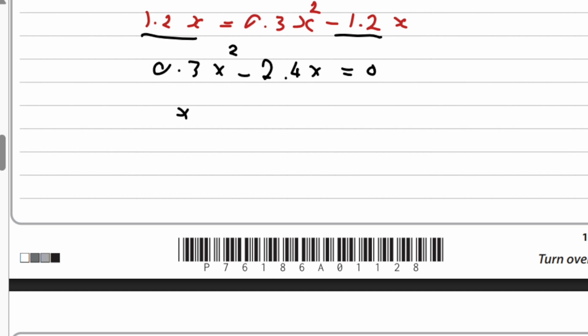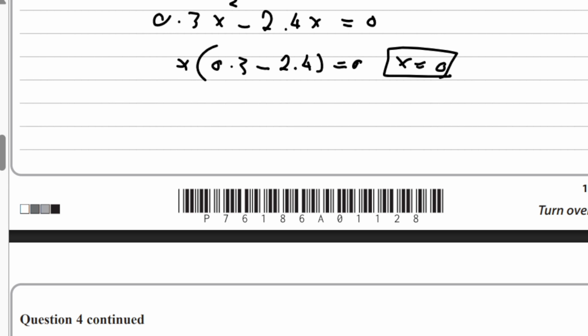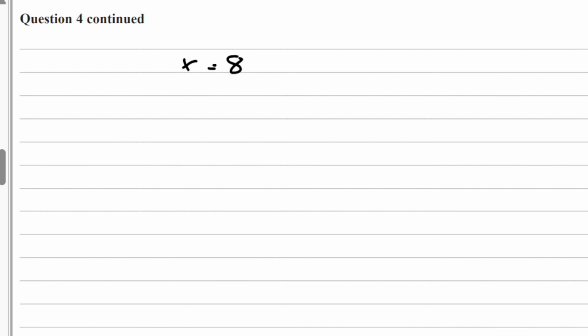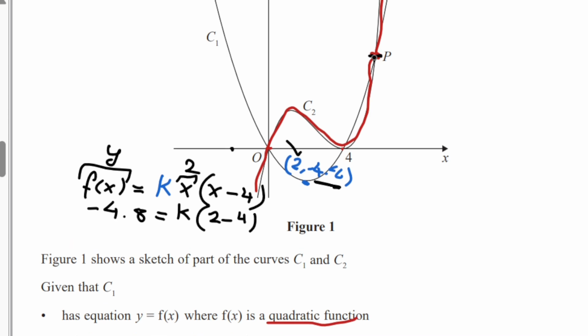Then you will have 0.3x minus 2.4 equals 0. That means we have x equals 0, which is not possible because obviously that point is not at x equals 0. So let's solve this equation now. There is an x here. So 0.3x equals 2.4 if we move it to the other side, and then divide by 0.3. That gives you x equal 2.4 divided by 0.3. That's x equal 8.